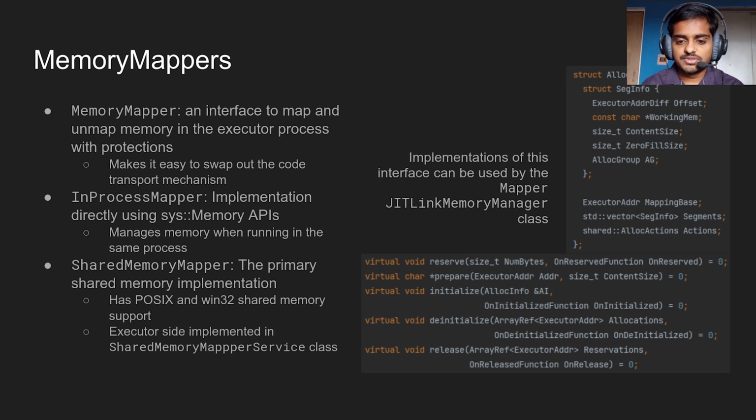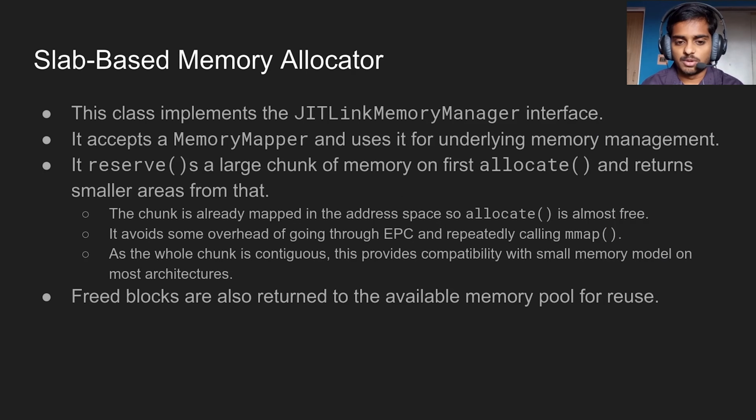Now, using any of these mappers, we can build a slab-based memory allocator on top of it to solve our first code model problem. That's exactly what we did with the MapperJITLinkMemoryManager class. This class uses any memory mapper for actual memory operations. On the first call to allocate, using the mapper, it will reserve a large 1 GB chunk of address space from the executor, and it will return a small area from that as requested. On subsequent calls, it will continue to return subregions from the same chunk while avoiding going through the EPC or making more system calls. That means further allocations are almost free.